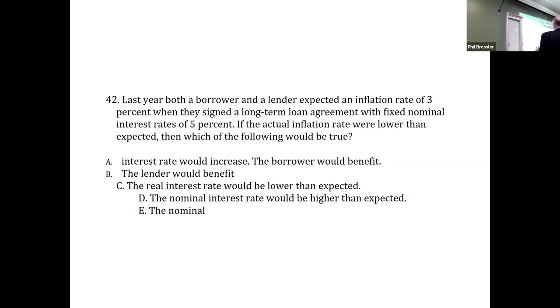Okay. Now, the nominal, they said, is fixed. That means it can't change. So it's 5. So that means, Felix, when I lent you money, I could buy 2%. When you pay me back, it's purchasing 2% more goods than it used to. So that's good for me, the lender, right?